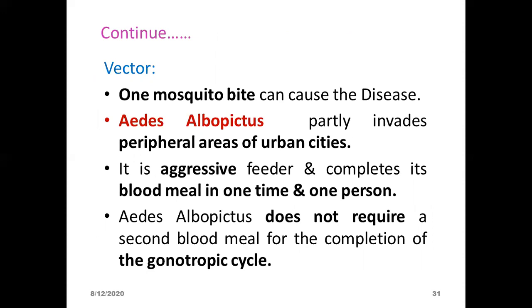Aedes albopictus partly invades peripheral areas of urban cities. It is an aggressive feeder and completes its blood meal in one time on one person. So one blood meal of Aedes albopictus is mostly completed by sucking the blood of one person at one time, so the cases are much fewer in comparison with Aedes aegypti. Aedes albopictus does not require a second blood meal for the completion of the gonotropic cycle.